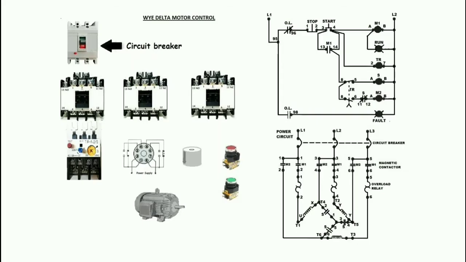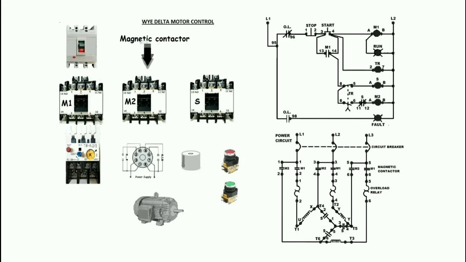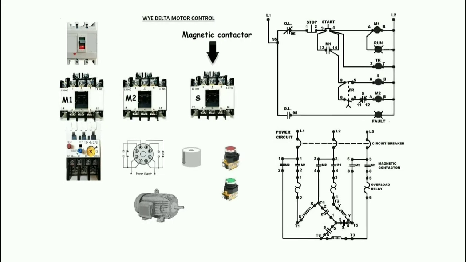Let us now discuss the basic parts of the Wye-Delta Electric Motor Control. This includes the circuit breaker, which automatically or manually interrupts the flow of current in case of the fault current within the circuits. It also consists of 3 magnetic contactors. Main magnetic contactor labeled as M1, which connects to magnetic contactor M2 during delta running condition. Magnetic contactor S is connected to magnetic contactor M1 during the Y start condition.